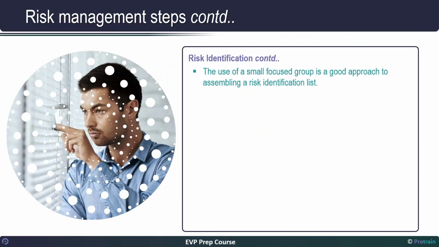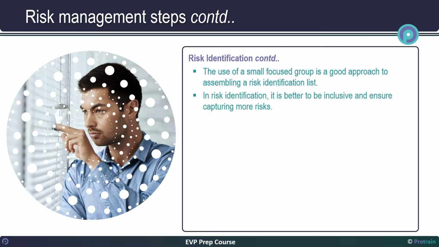The use of a small focused group is a good approach to assembling a risk identification list. The interactions among members of the group are generally very productive. Discussion about risk items leads to identifying new items that may not have been developed in an isolated setting. In risk identification, it is better to be inclusive and ensure capturing more risks, rather than try and manage the risk item editing at too early a stage.